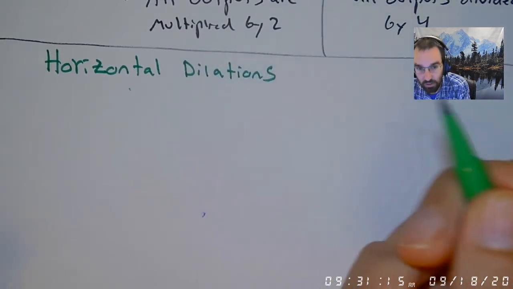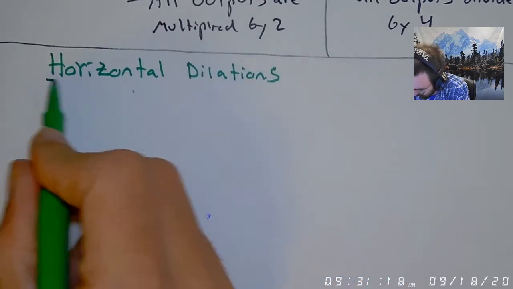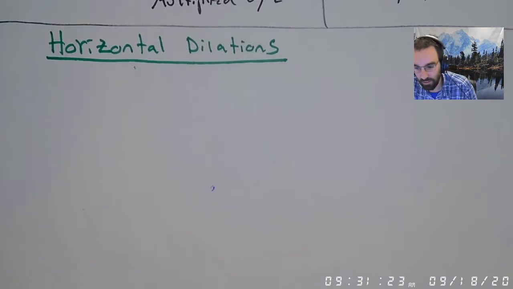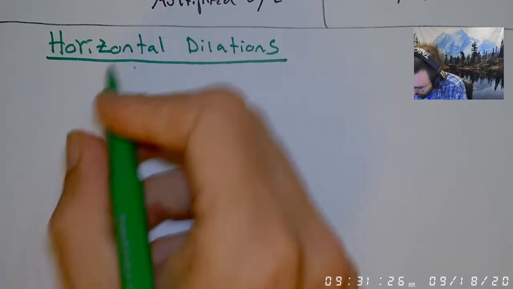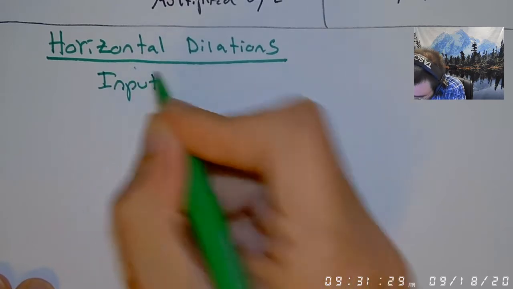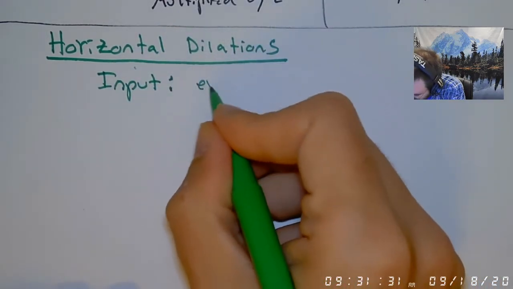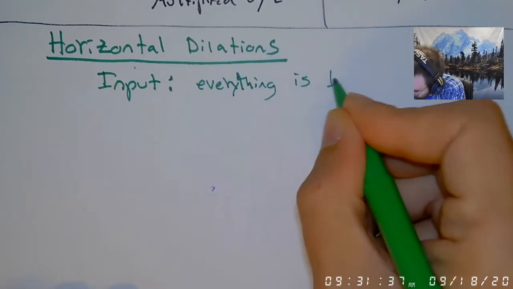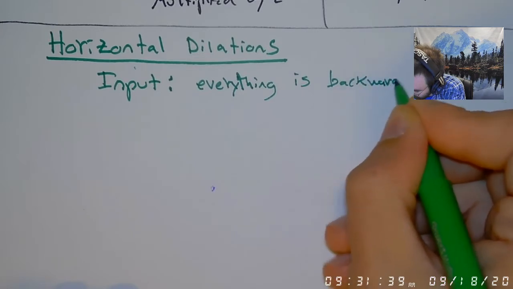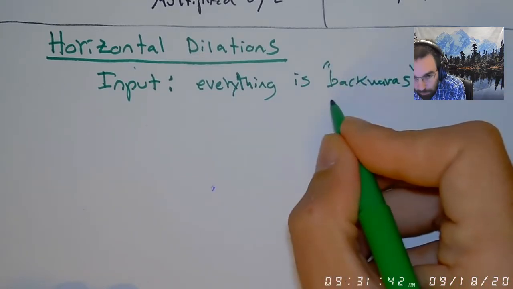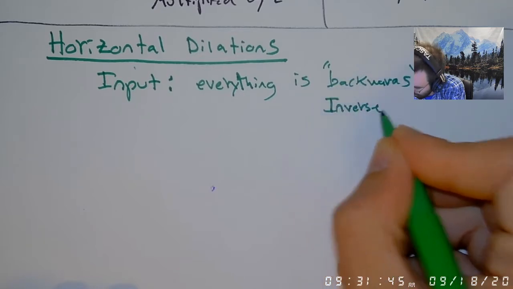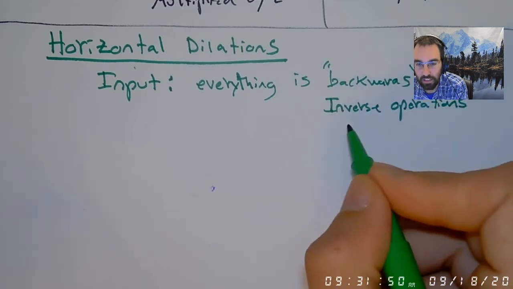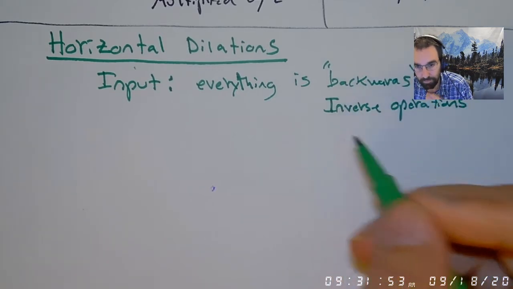Horizontal dilations. Okay, so these ones give students headaches. So I'm going to do my best to explain this algebraically and explain this visually so that you guys can get it, okay? So this is an input thing, right? So if it's an input, everything is backwards. And students really struggle with this, but remember, backwards means inverse operations, right? And if you forgot what the word inverse is, it's a fancy word for opposite, okay?